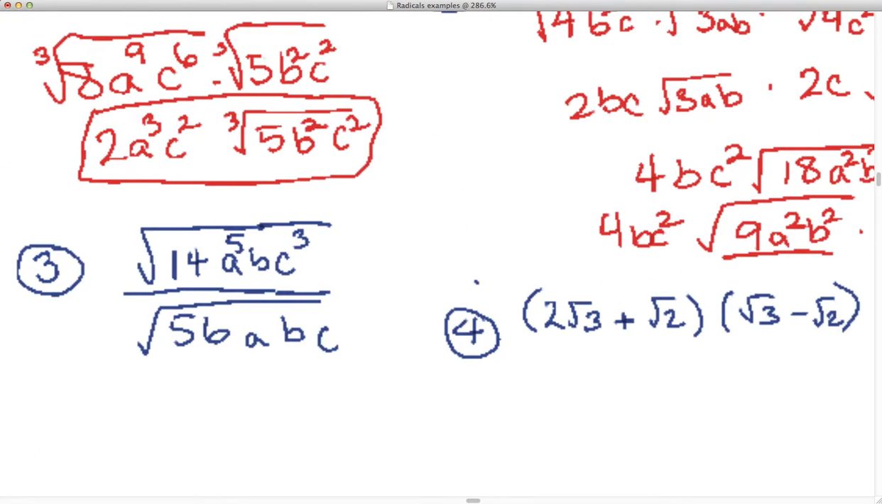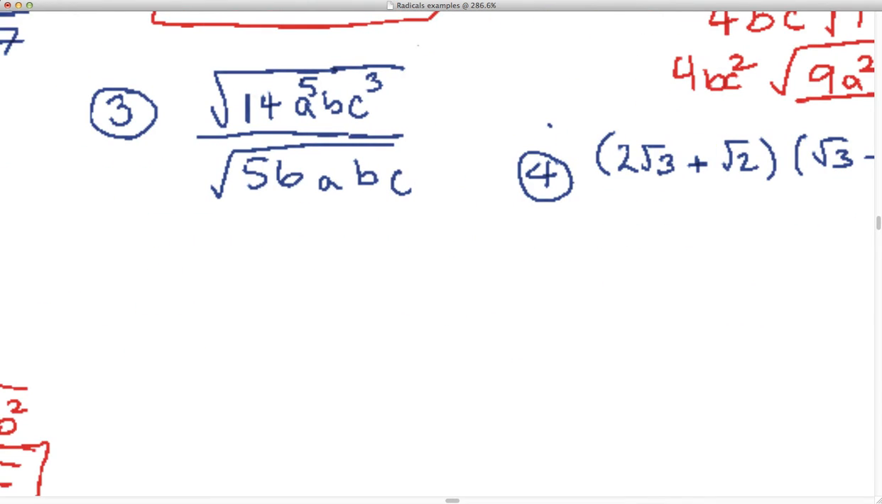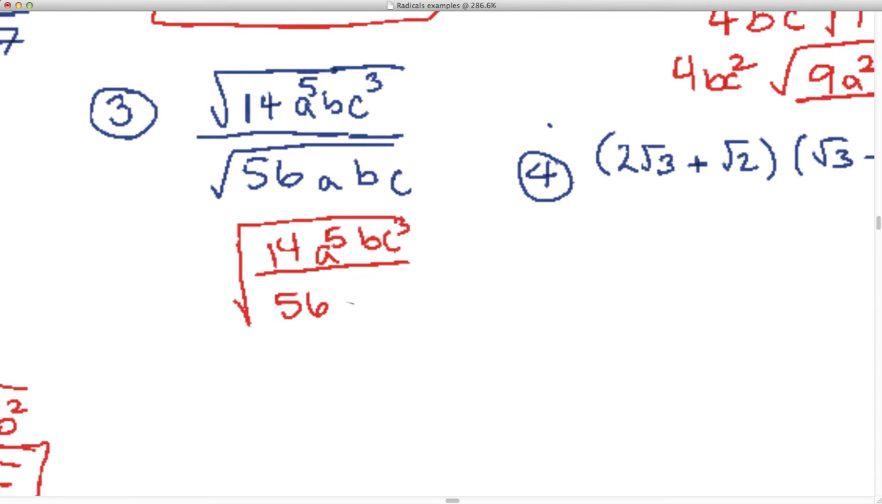Okay, now let's look at these two down here. On these, I recommend canceling what you can, so I'm going to write it like a single radical just so it's a little bit more evident that you can cancel. Let's see, 14 I believe goes in there 4 times if I'm not mistaken. So the 14s can cancel. One of the a's can cancel, leaving me a to the 4th up here. Both b's, and then one of the c's.